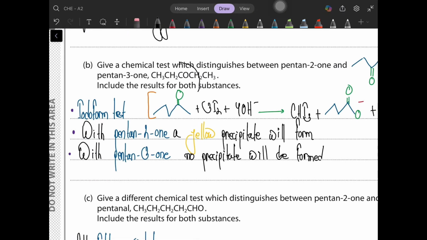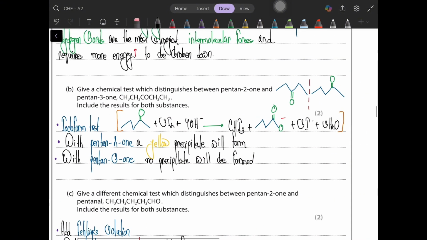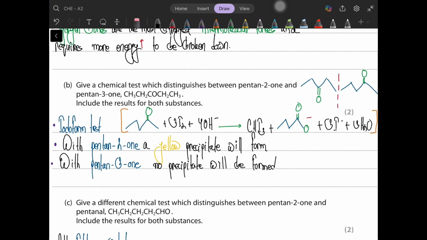So basically I've drawn the skeletal formula, but you do not need to draw it. You can just draw the normal formula, but I would highly suggest you practice drawing these structures as skeletal formulas. So the iodoform test leads to the formation of a yellow precipitate with antiseptic smell, that is CHI3, right? With pentan-2-one, a yellow precipitate would form. With pentan-3-one, no precipitate will be formed, right?